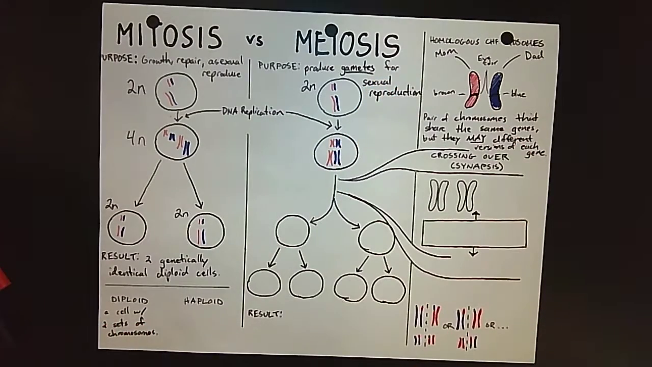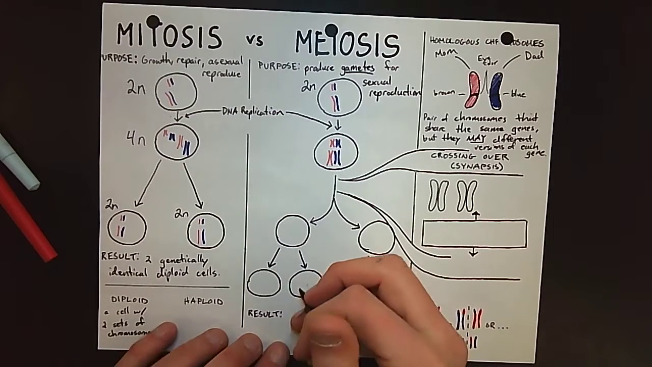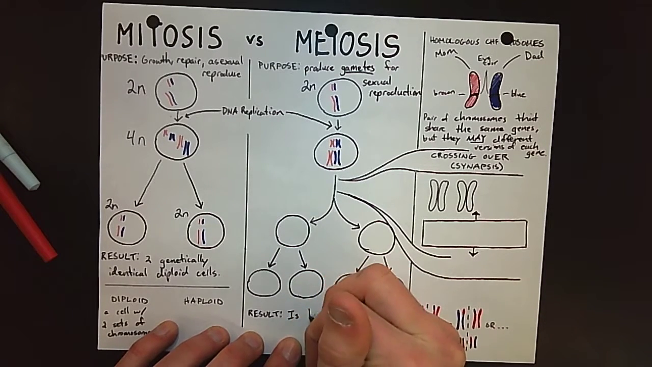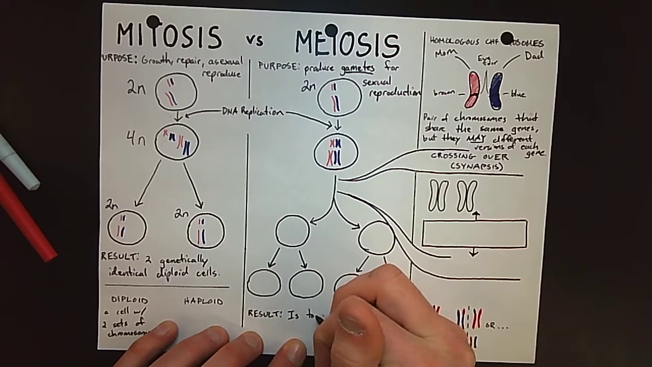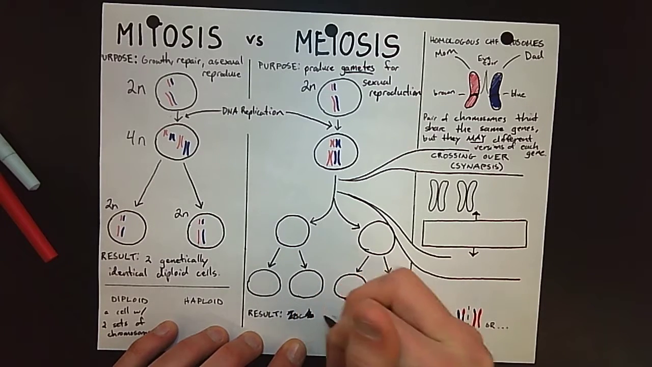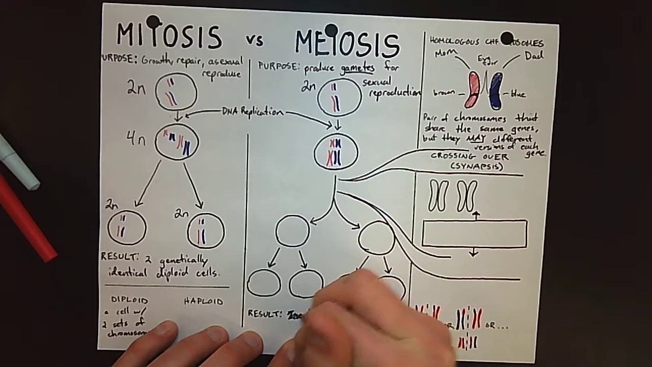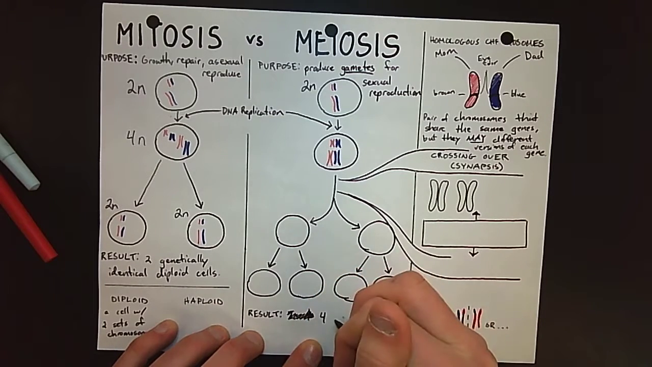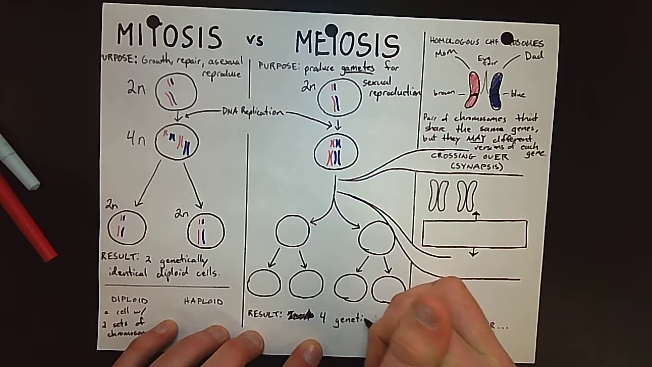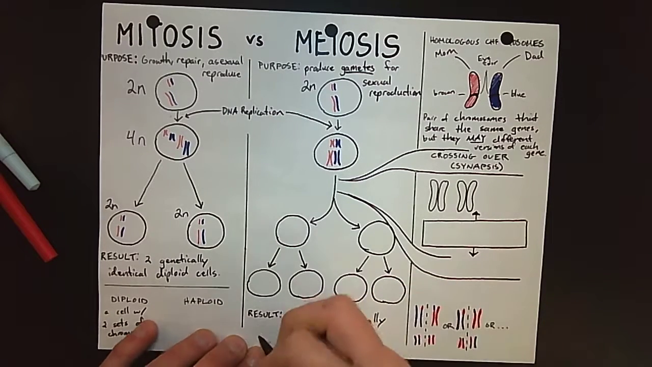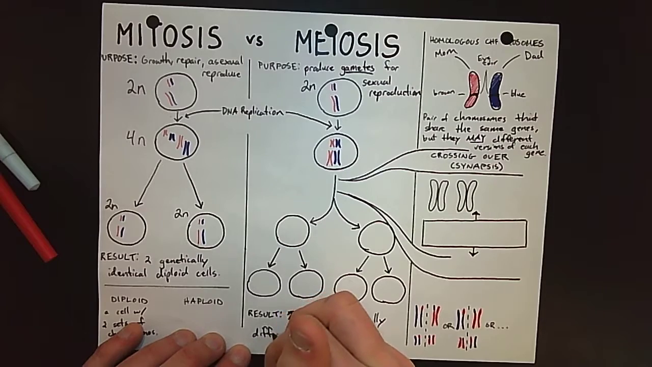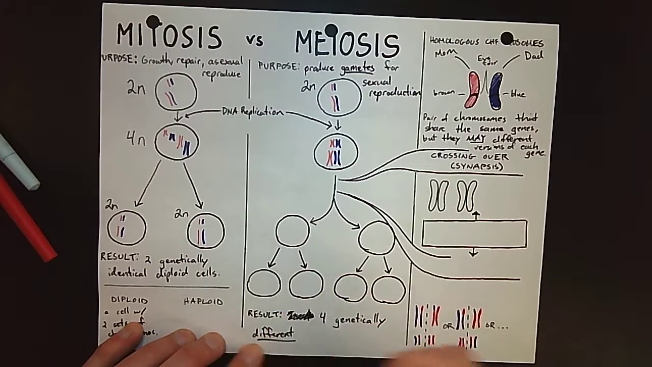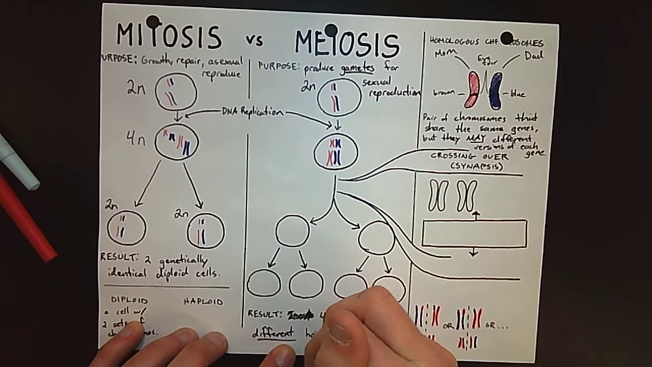Okay. So the purpose of meiosis, before we go on, is to produce, or I'll just say the result is 4 genetically, and in mitosis it was identical, in meiosis it's going to be 4 genetically different haploid cells.